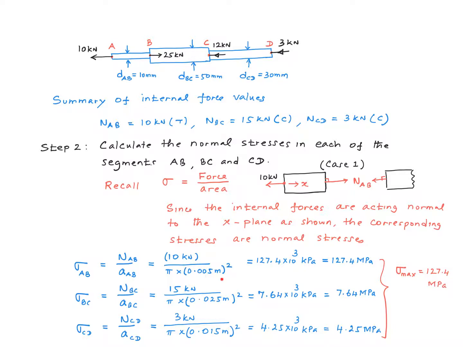Remember, the units that we get out of this is kilonewton per meter squared, right? Which is kilopascal. And since I have this factor 10 to the 3, here we could express this as a megapascal stress, right? So that will be 127.4 megapascal. And you repeat that for the other two segments, and I get 7.64 megapascal here and 4.25 megapascal for the segment CD. So out of the three values, this is the largest of the three, and therefore it's clear that the maximum stress occurs within the first segment, and the value is 127.4 megapascal. And because the force is a tensile force, this is a tensile stress.